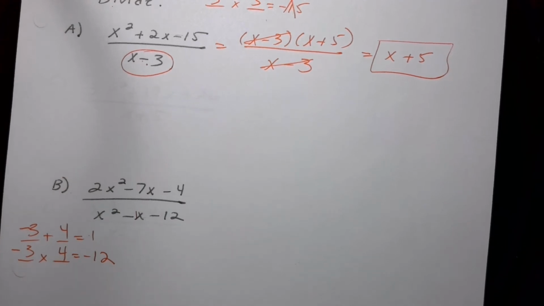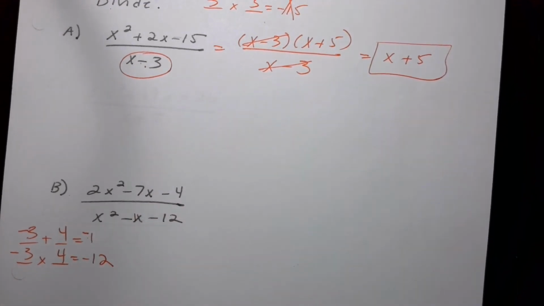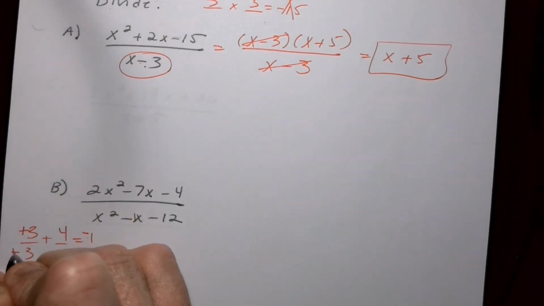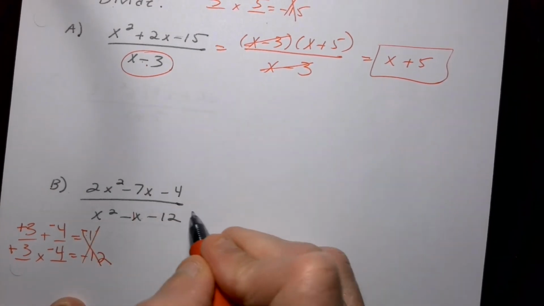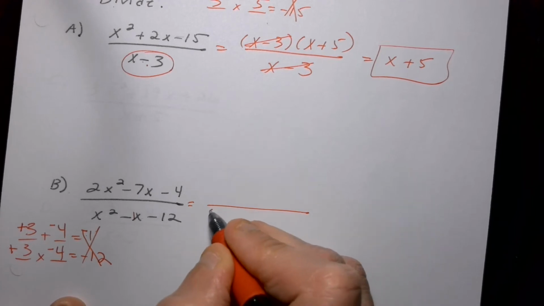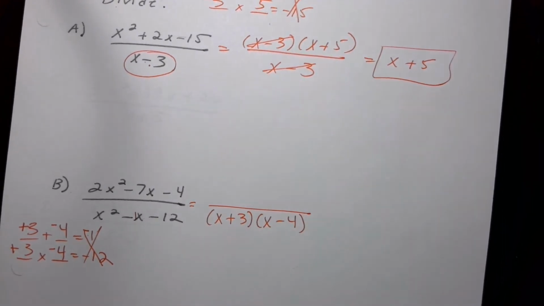Oh, is it a negative 1? Oh, darn it. I did that wrong because I copied it wrong. See, haste makes waste, children. Haste makes waste. All right. Those should be negative. All right. So those are gone. And now we have x plus 3 and x minus 4. So we got the bottom done.